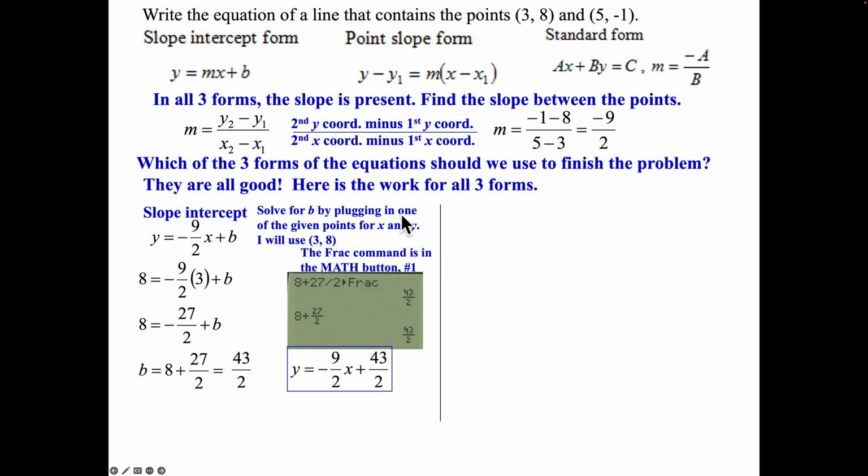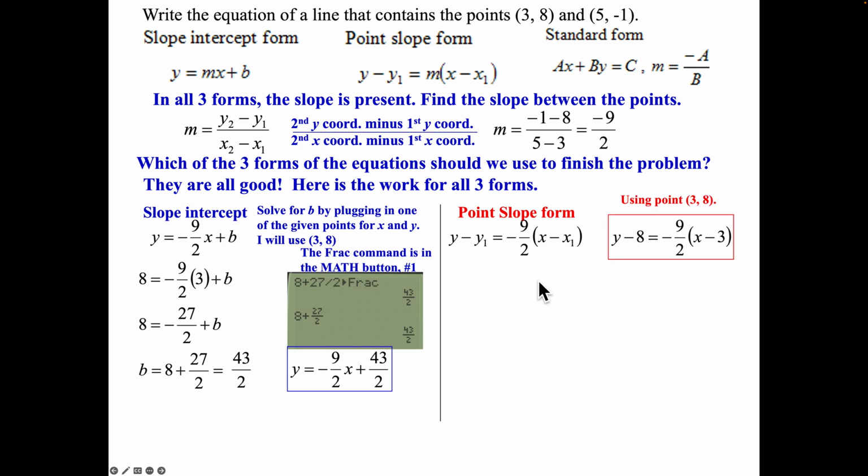All right, next form, point slope. In point slope, we'll use the same slope, negative 9/2, and the same point. 8 is going to be y1, 3 is going to be x1. Oh, guess what? You're done.